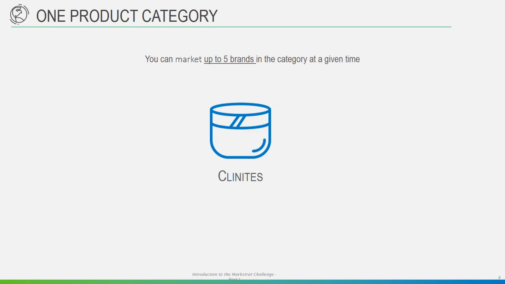All right, so you'll be starting out with 2 Clinite brands, and you can choose to create up to 3 additional brands. So you can end up with 5 different brands that you're offering in the marketplace.